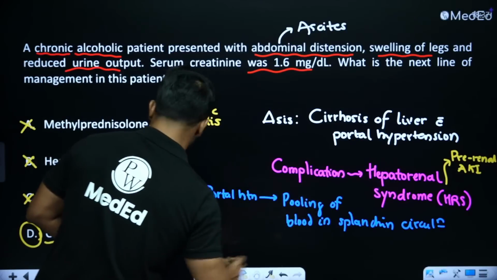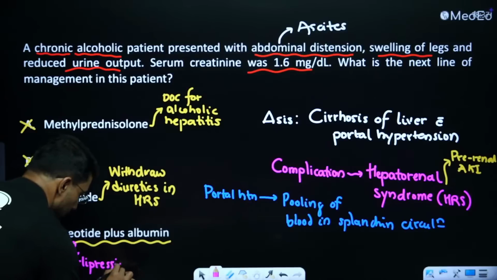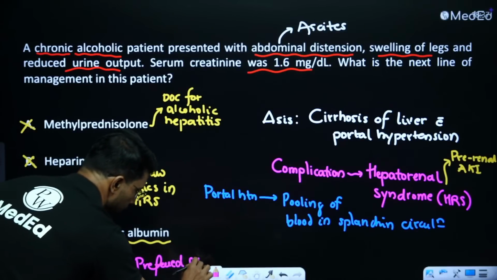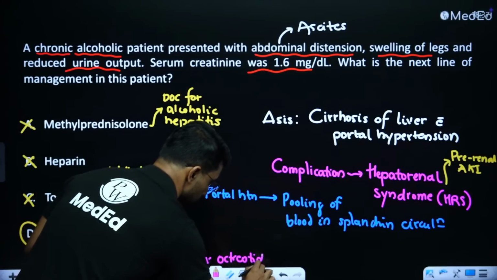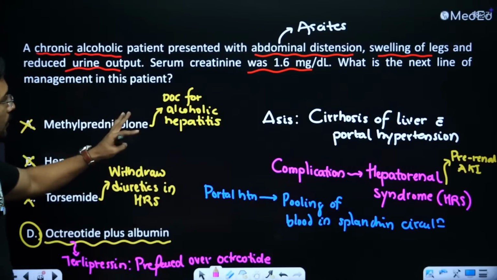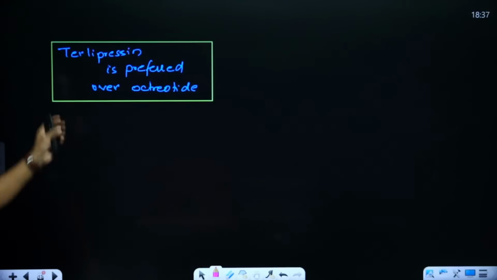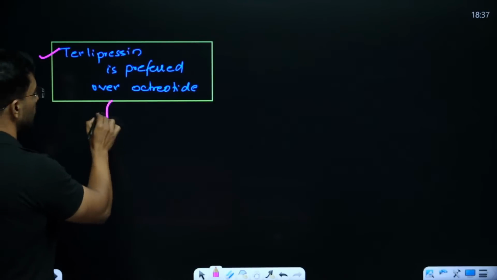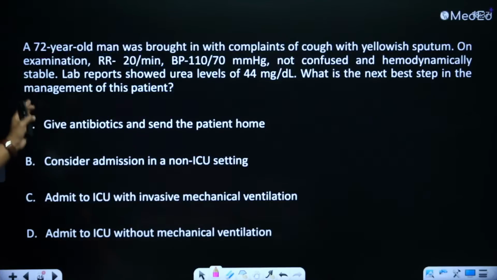So in place of octreotide, if they also mention another option, then please remember terlipressin will be preferred. Terlipressin is preferred over octreotide. Okay, clear? So that's about this question of hepatorenal syndrome. I think I have already written it down here. Terlipressin is preferred over octreotide for hepatorenal syndrome. Okay, now let's go to the next question.